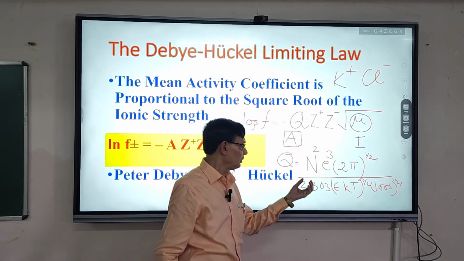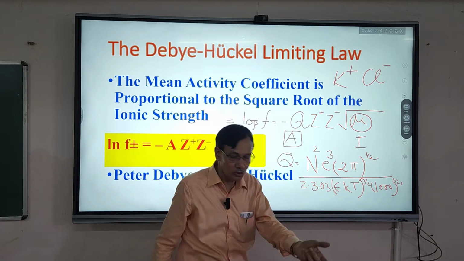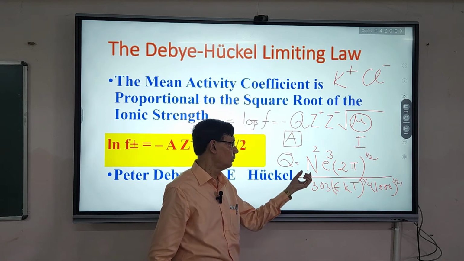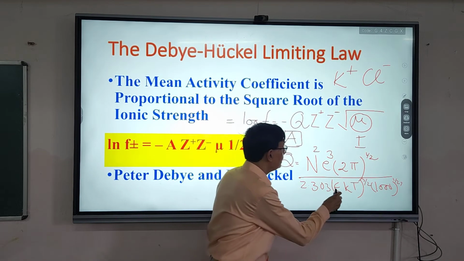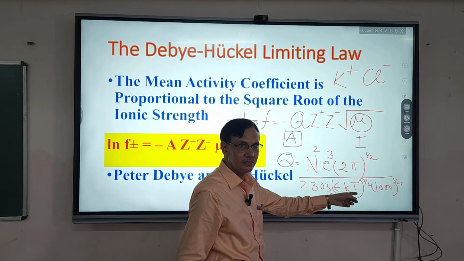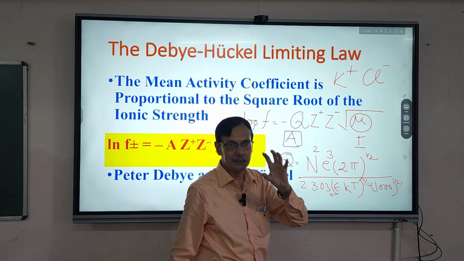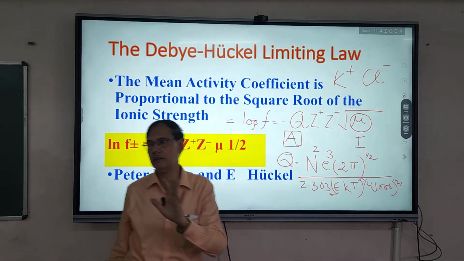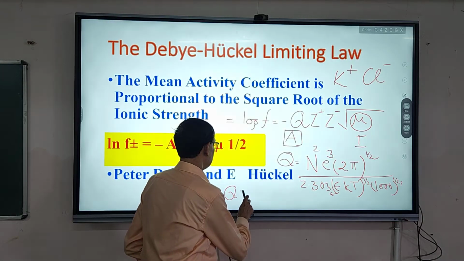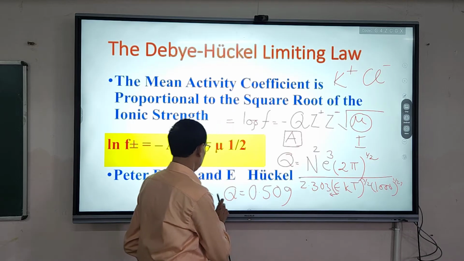So if you don't want to remember it, forget it. But it is available in the books of Glasstone. What is the value of Q? How you get this value of Q? In Avogadro number, E, and this epsilon is the dielectric constant. K is the Boltzmann constant, T is the temperature. So just remember, for water, the aqueous medium, and room temperature, the value of Q is equal to 0.509 approximately for water.